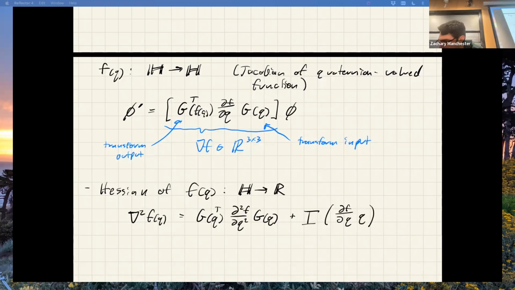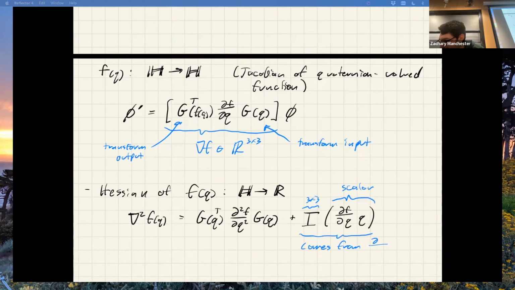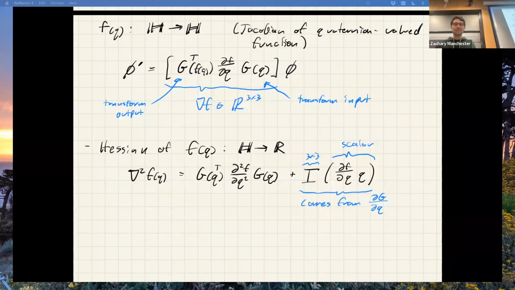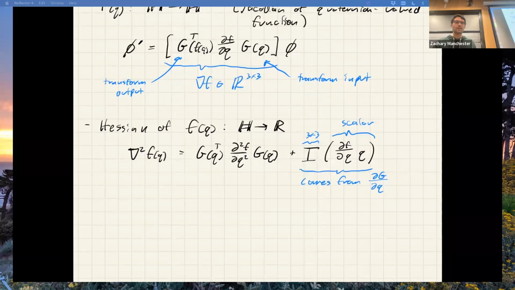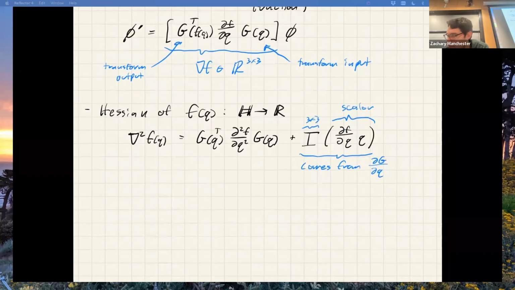So this is a 3x3 identity. This whole thing's a scalar, if you think about it for a sec. And where this is coming from is the partial g, partial q. So this is coming from like the derivative of the attitude Jacobian. It's like that second derivative stuff. So that's pretty easy. Plug and chug. I won't derive that, but you can figure this out. It's not hard. Okay, cool.